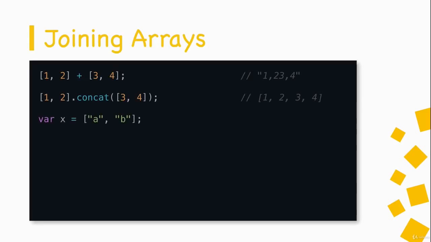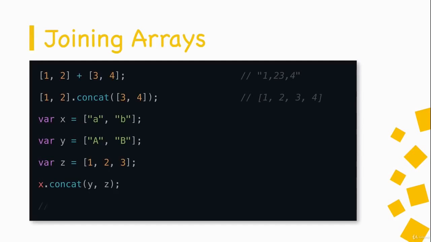Now the concat method can accept more than one parameter as well. So let's say we have a variable x which equals the array with strings a and b. And we have another variable, variable y, which equals uppercase A and uppercase B. And finally, we have a variable z, which equals 1, 2, 3. So in this case, we're using the concat method on the x array, which is the first array, and we're concatenating the arrays y and z to the x array.